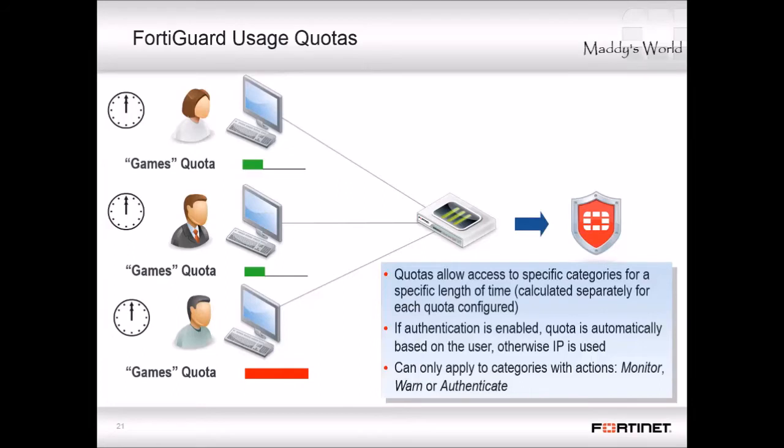The FortiGate unit can gauge how much time is spent on a website based on the time between URL lookups to a different category. A single quota can be configured to apply to multiple categories. For example, if you had a 5-minute quota that applied to both games and news websites, 2 minutes spent on a news site would leave you with 3 minutes for games.